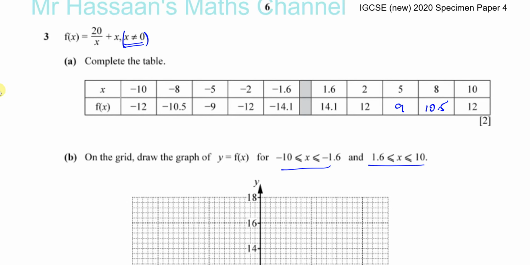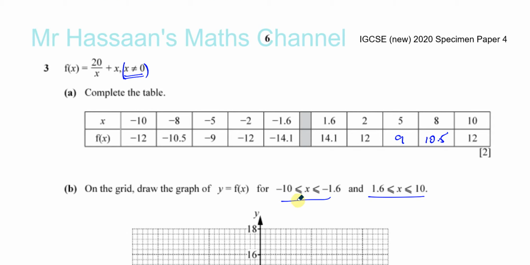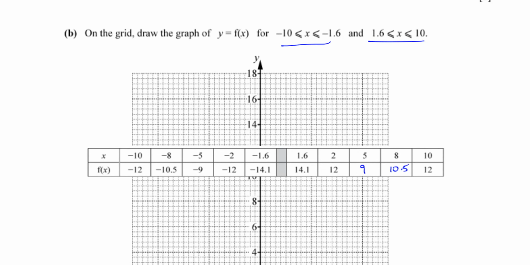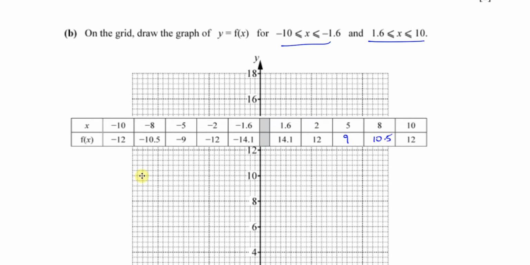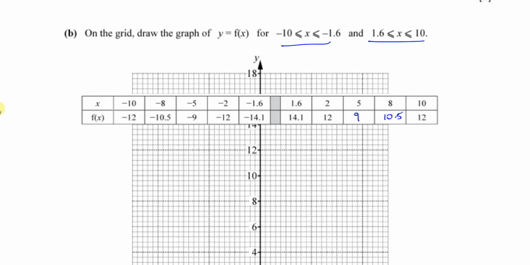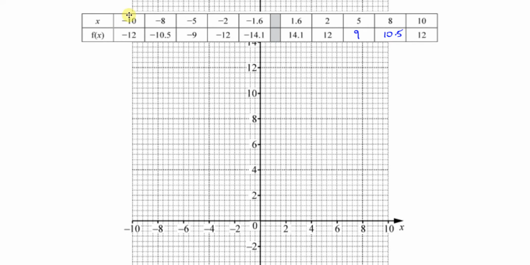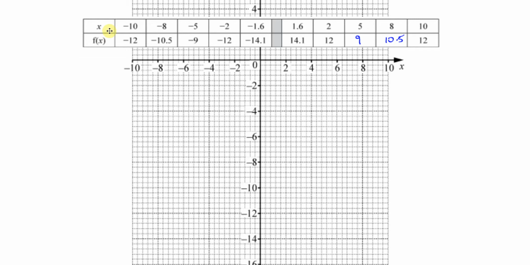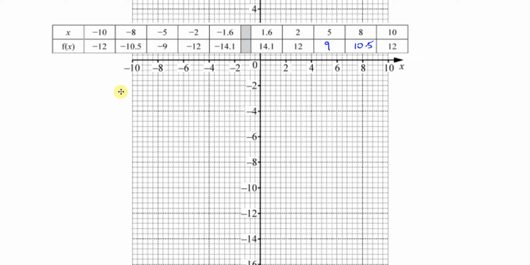Now it says on the grid, draw the graph of y equals f of x between these limits. So we're going to draw on the grid. So what I've done is I've taken a copy of that table and I put it down here so we don't have to keep going up and down. We can just move this up and down, and I can plot the points that I need. So you've got minus 10, minus 12. So we need to take this all the way down here. Minus 10, minus 12.